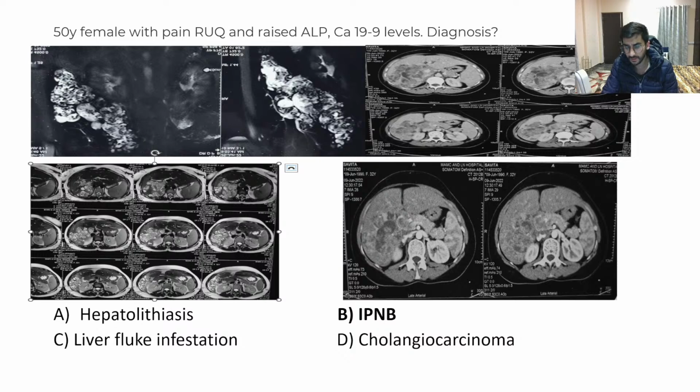The main histopathological difference between MCN of liver and IPNB is the ovarian-like stroma, which is present within the mucinous cystic neoplasm. They are usually seen in females around 40-50 years of age. They are usually benign. They don't harbor any malignancy in most cases. In some cases, they do harbor malignancy, and previously they were called biliary cystadenomas, biliary cystadenocarcinomas, but nowadays they are called mucinous cystic neoplasm of liver.